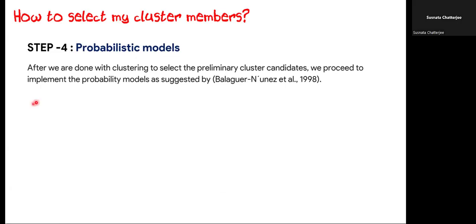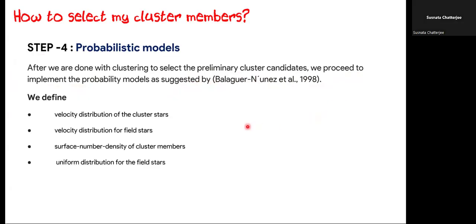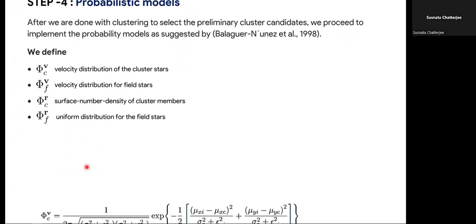Now, the penultimate step, probabilistic models. After we are done with clustering to select the preliminary cluster candidates, we proceed to implement the probability models as suggested by Balaguer-Núñez et al. 1998. We define phi VC, the velocity distribution of the cluster stars, phi VF, the velocity distribution for field stars, phi RC, the surface number density of cluster members, and phi RF, the uniform distribution of the field stars.